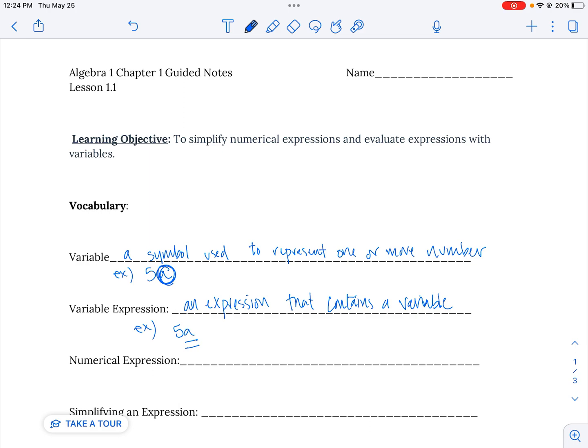Now, a numerical expression is just an expression that names a particular number. For example, we can use a numerical expression like 4.5 times 10 to the fourth. That is an expression that just represents a particular number.